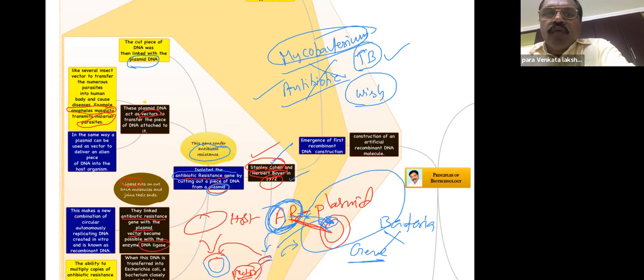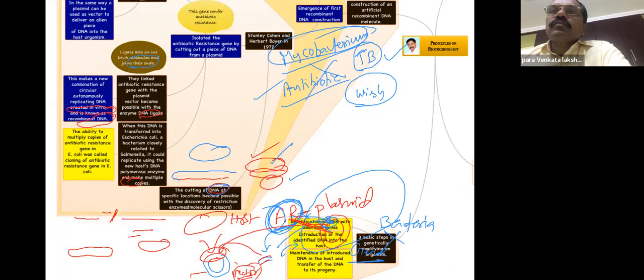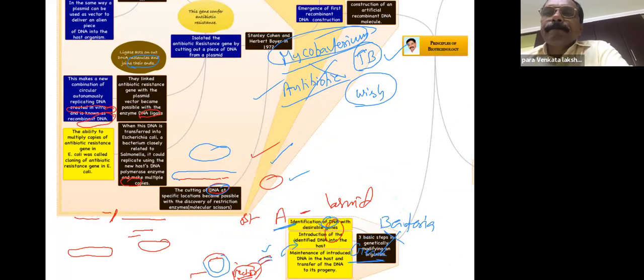This makes a new combination. What is that new combination? This recombinant DNA is produced because of this new combination, because this antibiotic resistance gene is from one plasmid and this is from another plasmid, recombinant DNA is produced. Now see. See here.